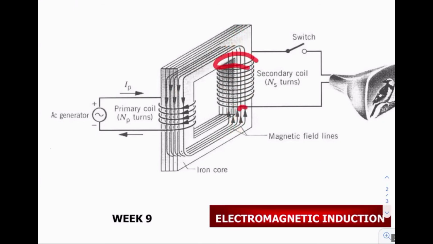And every time there's a change in the strength of the magnetic field, there's going to be a current moving this way, and then moving this way, and moving this way. So the current is going to keep changing direction. So alternating current is going to change the strength of the magnetic field inside the coil, inside the iron core. And the change in the strength of the magnetic field within the secondary coil is going to induce current in the secondary coil. That's it.